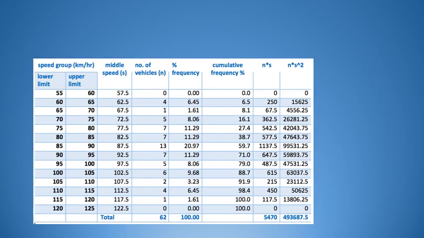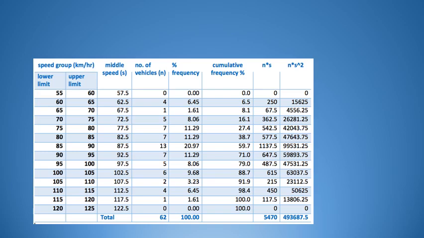Here you can see the frequency distribution table. First, you have to distribute the lower and upper limits, and it is the range of the speed that was found in the speed spot studies. You then divide these speeds into intervals, and as you can see, each interval is divided with a difference of 5 km per hour speed.